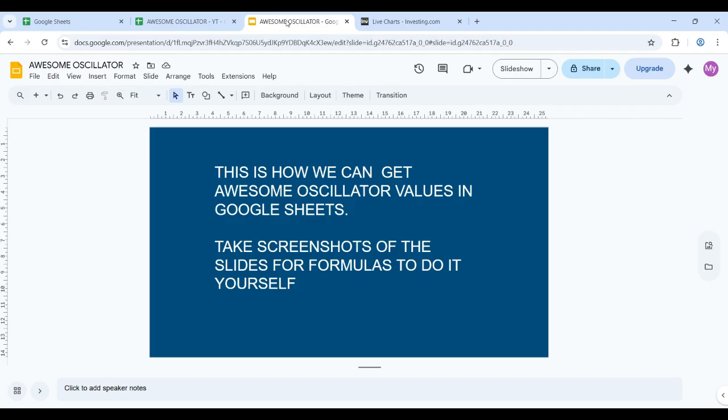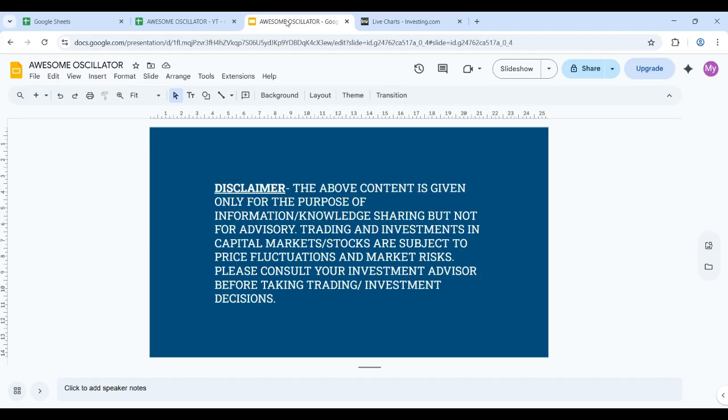Okay, you can take screenshots of the formulas and do it yourself. And again, a disclaimer: this is only for information and knowledge sharing, not for advisory.